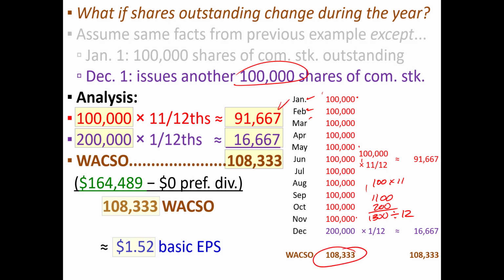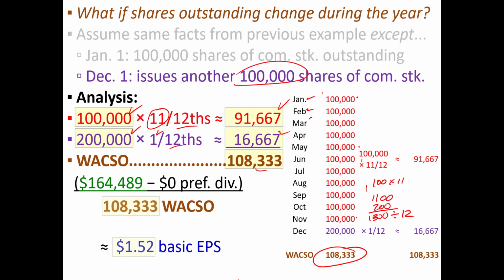So what we're seeing up here, I'm showing it to you in different ways, just another way of looking at it. How often do we see 100,000 throughout the year? 11 of the 12 months. How often do we see 200,000 total throughout the year? Only 1 of the 12 months. Add them up, 108,333. What does this mean?